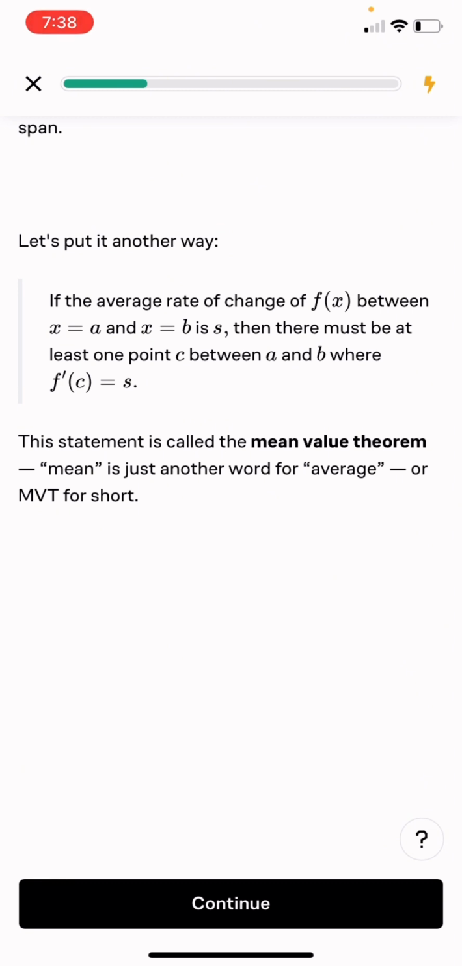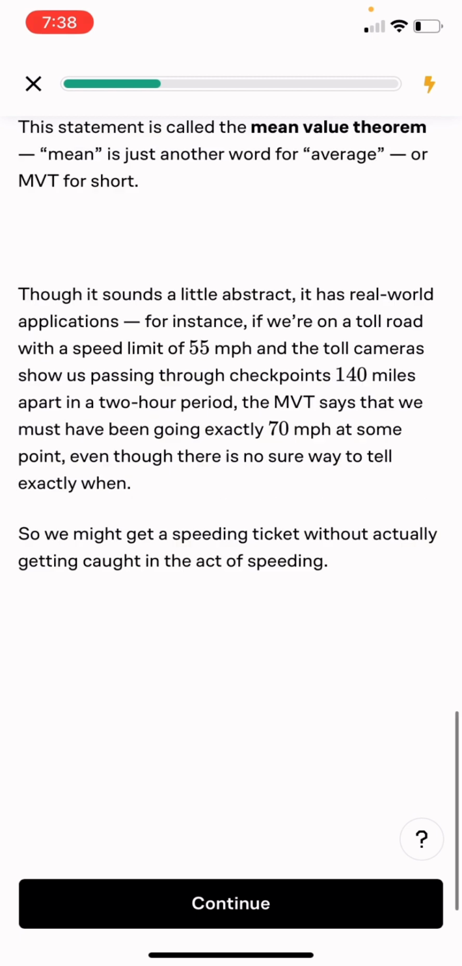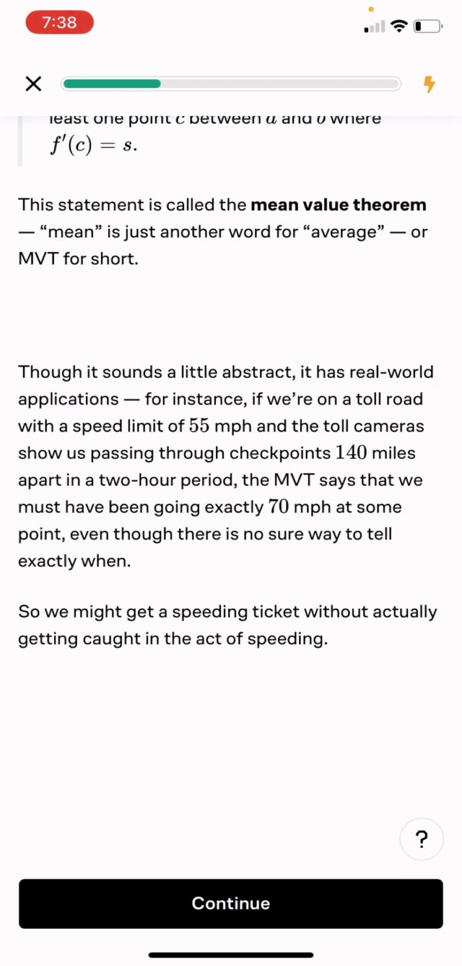Though it sounds a little abstract, it has real-world applications. For instance, if we're on a toll road with a speed limit of 55 and the toll cameras show us passing through checkpoints 140 miles apart in a 2-hour period, the MVT says that we must have been going exactly 70 miles per hour at some point, even though there is no way to tell exactly when. If we went below it the whole time, that wouldn't be possible. So we might get a speeding ticket without actually getting caught in the act of speeding.